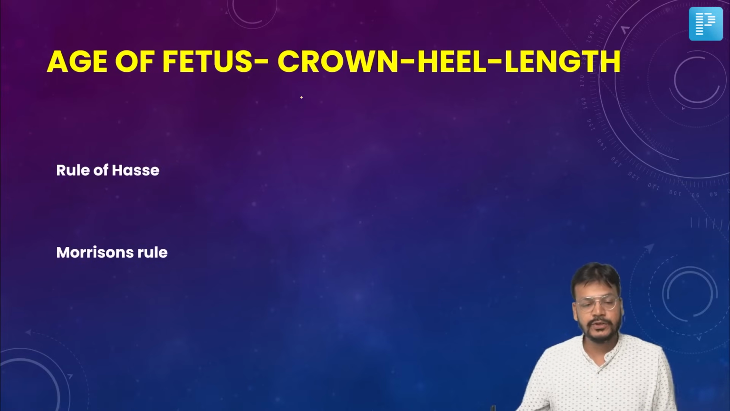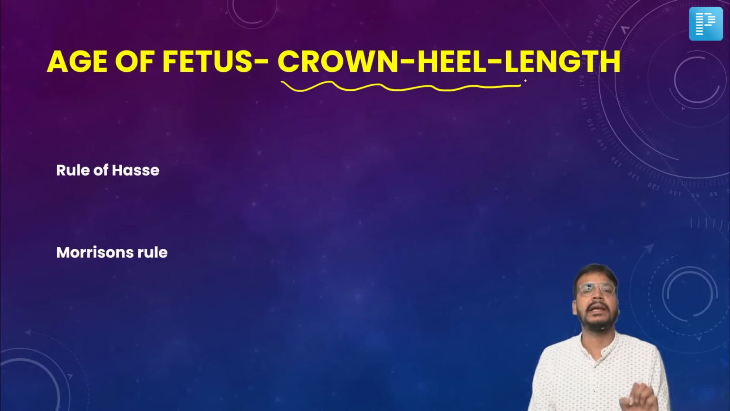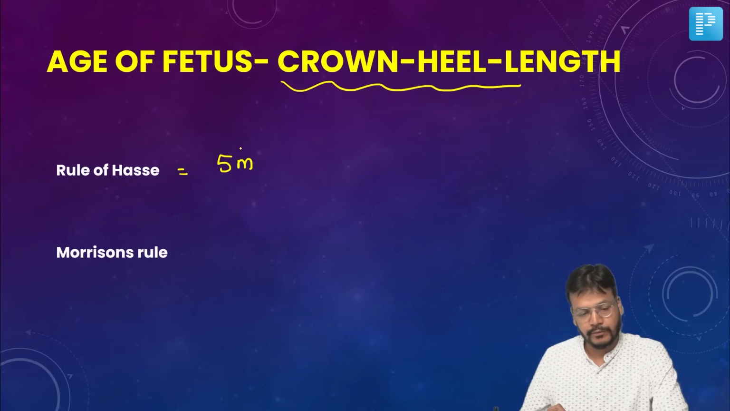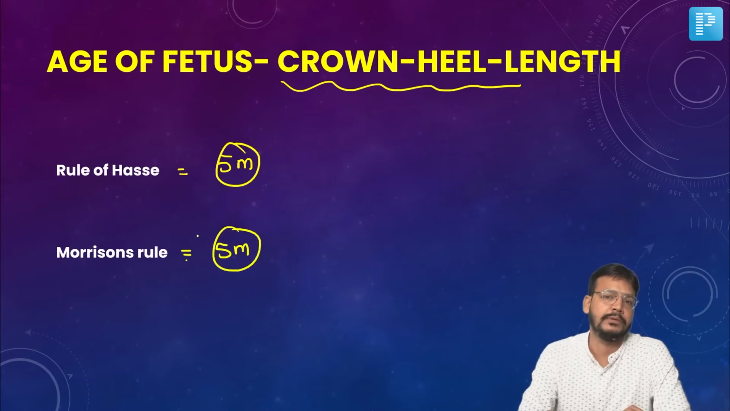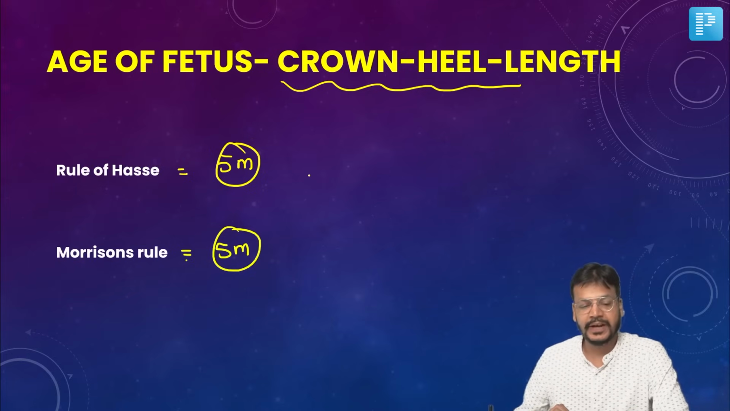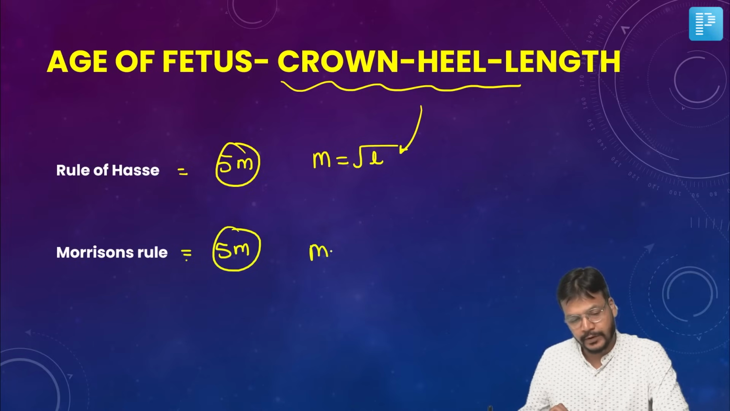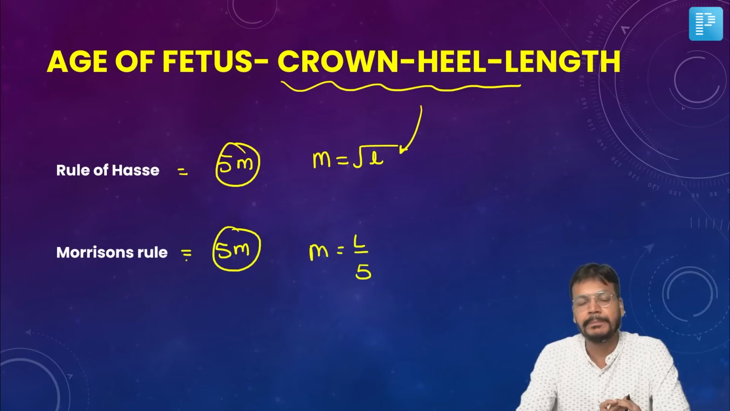For age of fetus by using crown heel length, we use a rule. For first 5 months, we use rule of Hasse. For next 5 months, we use Morrison rule. What is the first 5-month rule? Month is equal to square root of length in centimeter, that is the crown heel length. And for the next 5 months, month is equal to length by 5.